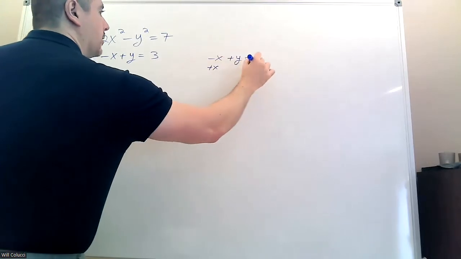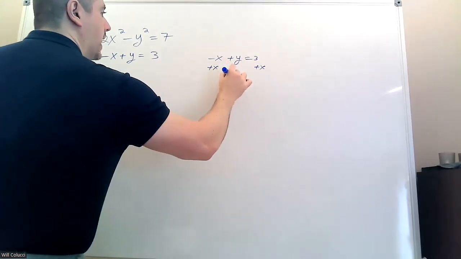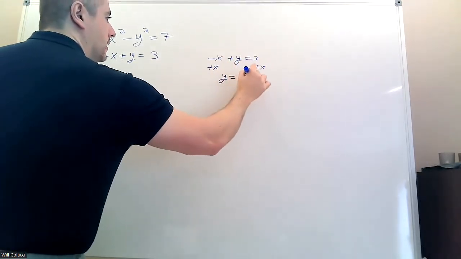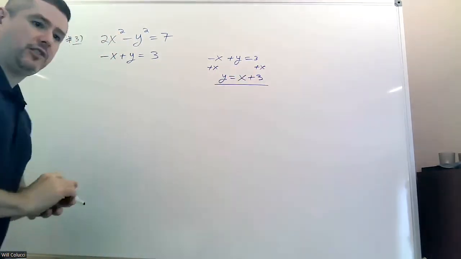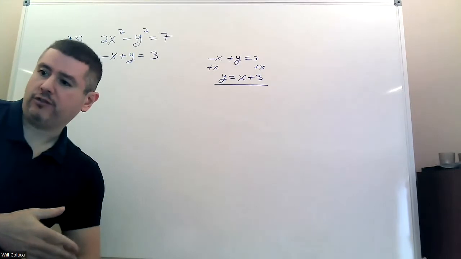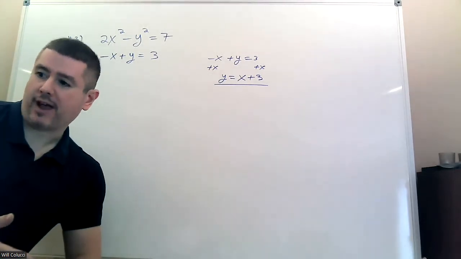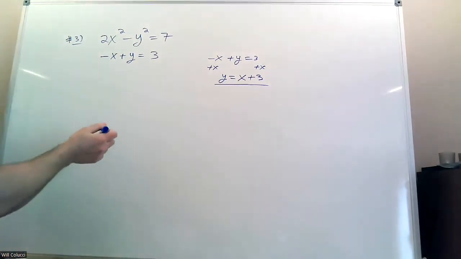So you're going to add X to both sides. So you get Y equals 3 plus X, but we are used to seeing it like this. We're used to seeing the X first. So just put the letter first. You can write 3 plus X, but then it looks backwards to me. So I don't do that.